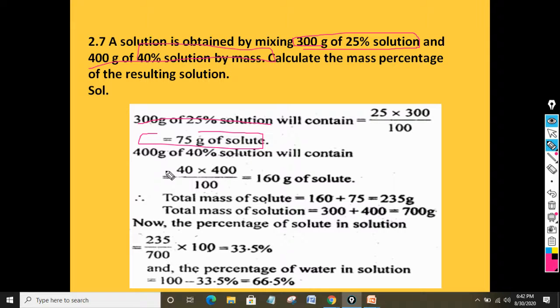Okay, and 400 grams of 40% solution will contain this much grams of solute. So total mass of solute will be this 160 plus 75, and total mass of solution will be this.